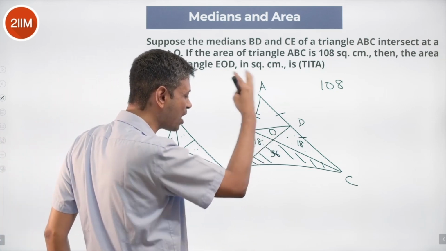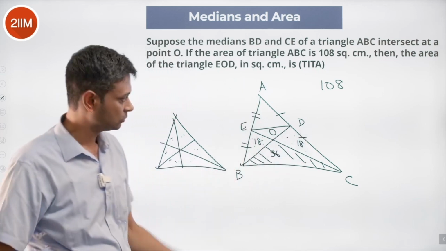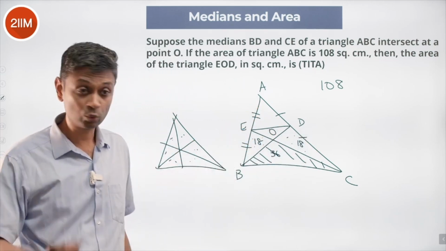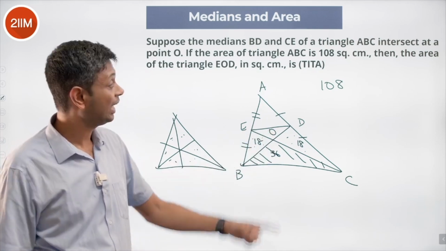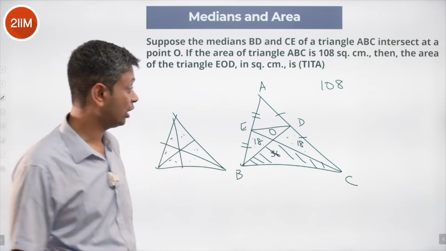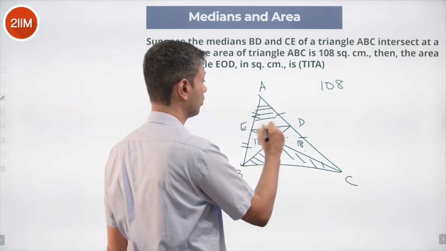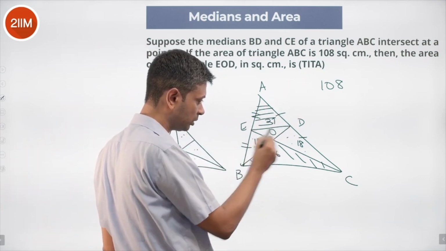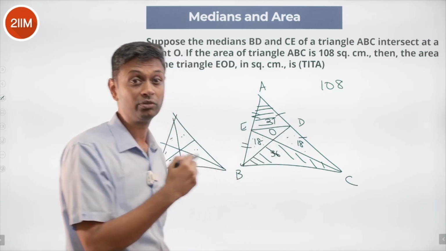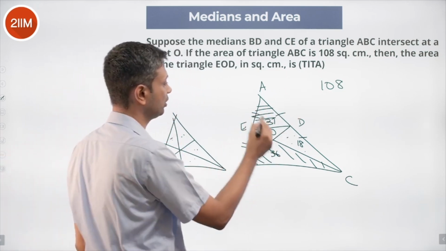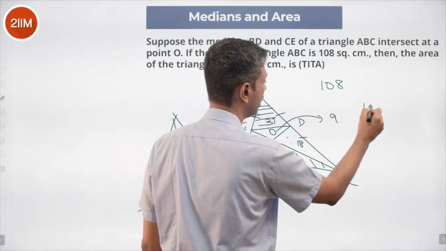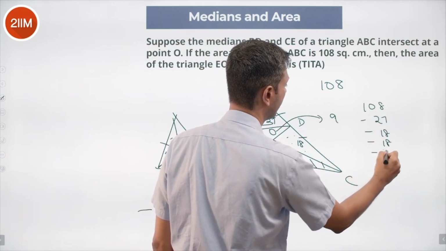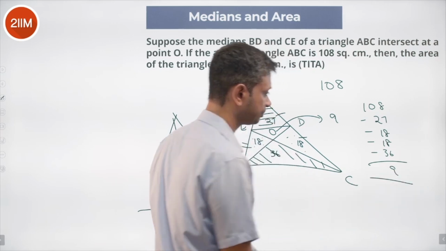AED is just half of ABC. This is half, this is half. This will also be half, by the midpoint theorem. So our area is 1/4 of the area of triangle ABC. ABC area is 108, 108 by 4, this is 27. Out of the 108, we have accounted for 36 plus 36, 72. With 36 remaining, 27 is accounted for here, leaving 9. 108 minus 27 minus 18 minus 18 minus 36 is 9.